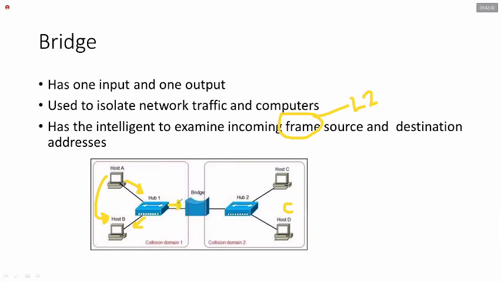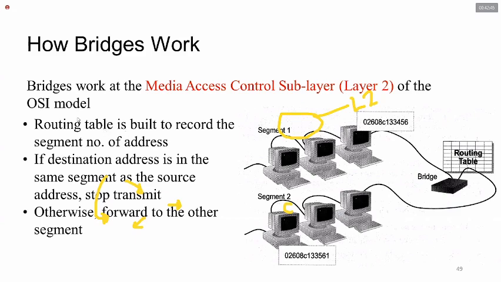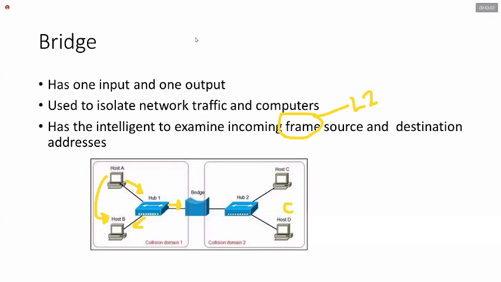So let's look at what the bridge does. The bridge works at the media access control, that means MAC, layer 2 of the OSI model. A routing table is built to record the segment number of addresses. Before that, I will just explain what will happen. When the bridge gets this message, it can look at layer 2, that means next hop addresses. So the bridge will identify the layer 2 address.